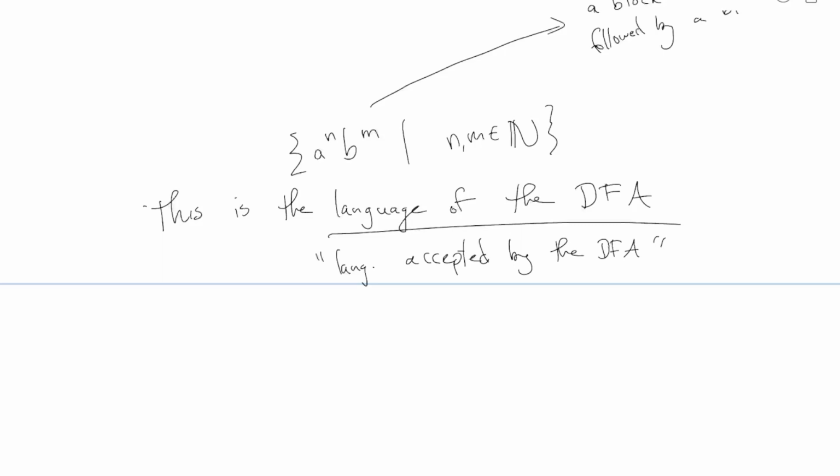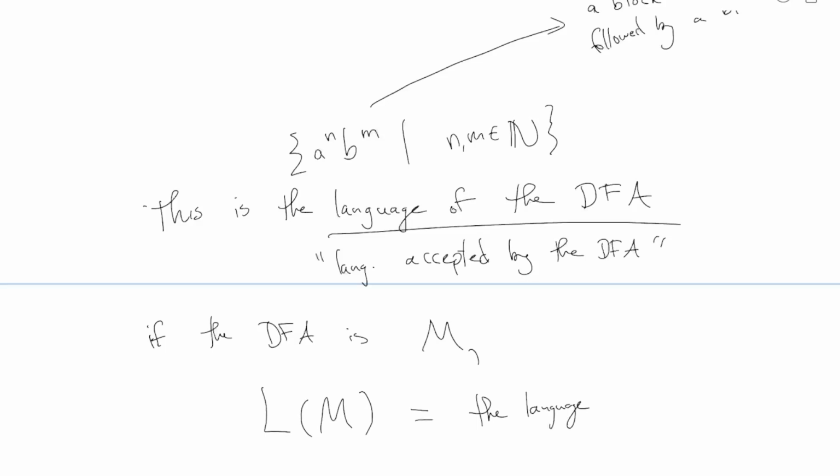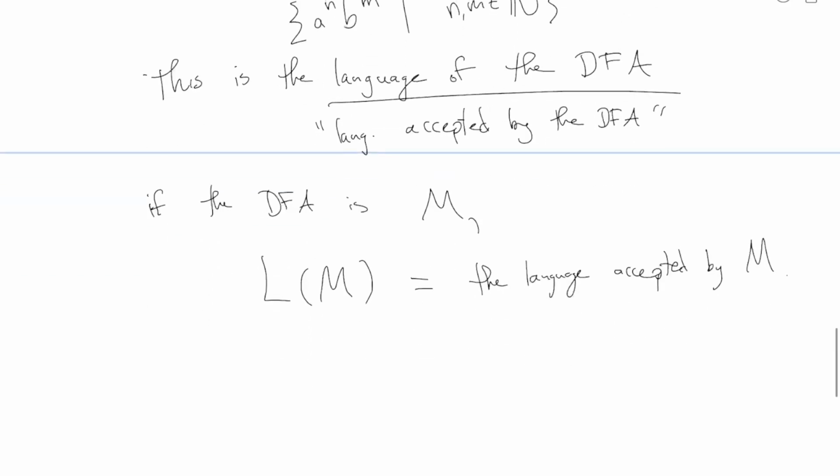Oftentimes we give the DFA a name, like a variable name. So if the DFA is M, I'm usually going to use M for machine, then L of M is the language accepted by M. All right, the language accepted by the machine. That's called the language accepted by the DFA.